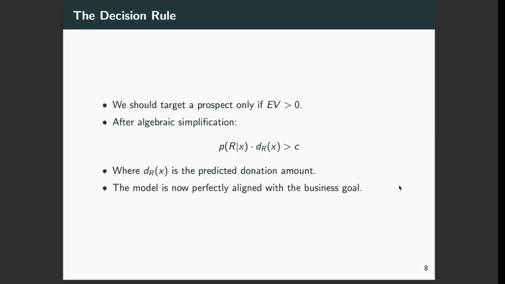This decision rule is perfectly and precisely aligned with the business goal of maximizing profit. Every prospect for whom this inequality holds is worth targeting. Every prospect for whom it does not hold should not be targeted. The model is not just a classifier that predicts behavior. It is a profit optimization tool. This is the power of designing a solution from first principles using the expected value framework.